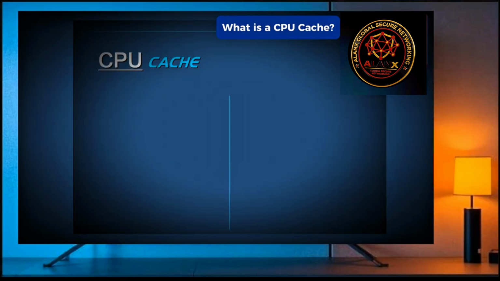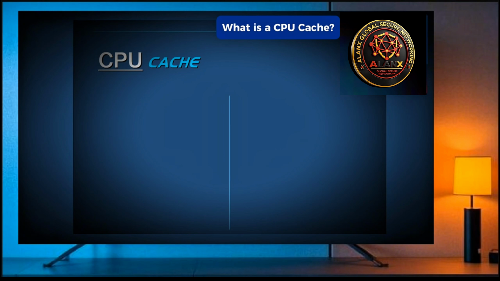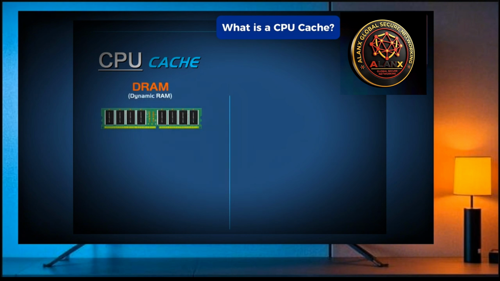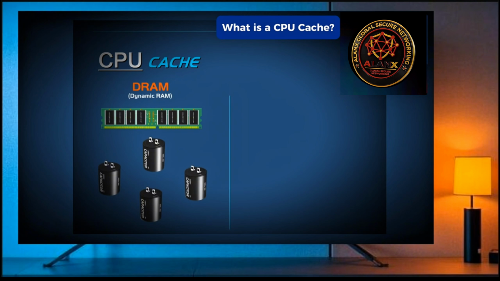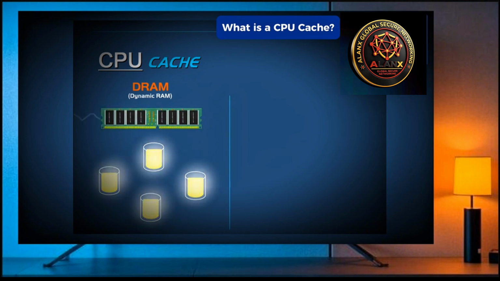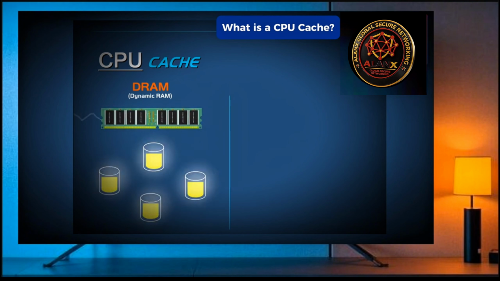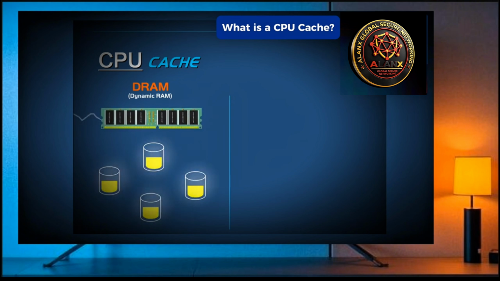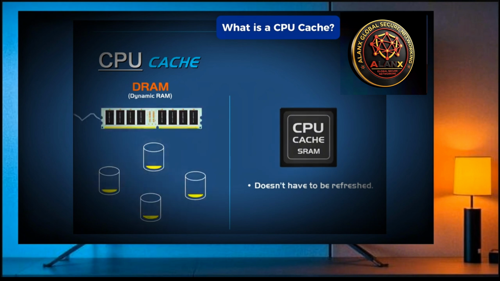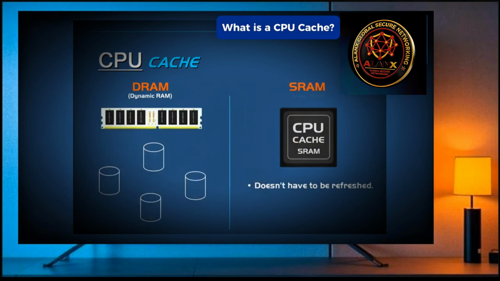What is CPU cache? Now, a computer has two different types of memory. One type is what is used in RAM modules, which is DRAM or dynamic RAM. DRAM is memory that uses capacitors to store data, and these capacitors have to be constantly and dynamically refreshed with electricity in order to store data. But there is another type of memory that a computer uses that doesn't have to be constantly refreshed, and this memory is called SRAM or static RAM.